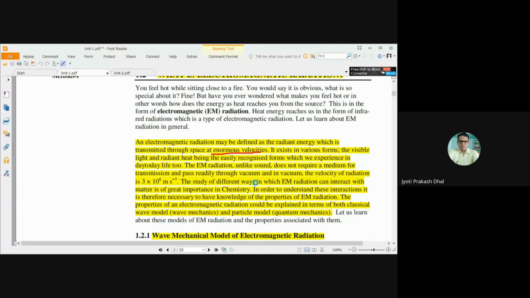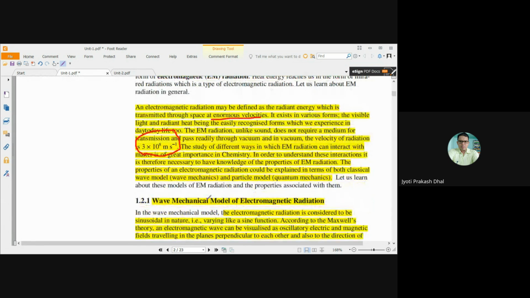Electromagnetic radiation, unlike sound, does not require any medium for transmission or propagation. So without any medium, the electromagnetic radiation can propagate. And if it propagates through vacuum, the velocity of the electromagnetic radiation is considered to be 3 x 10^8 meters per second. That is the velocity of light.